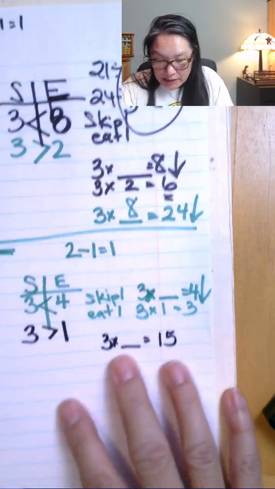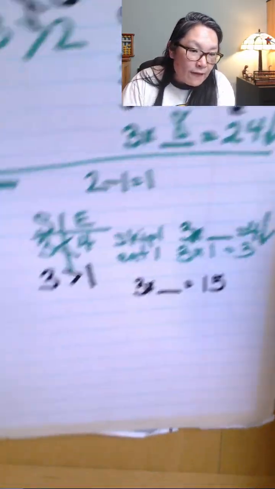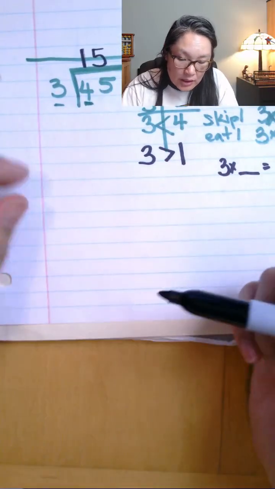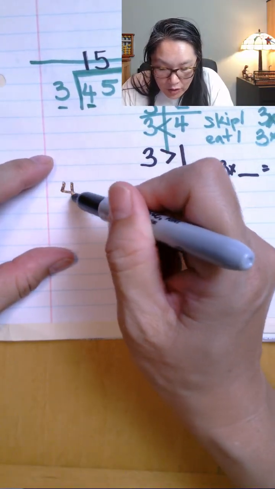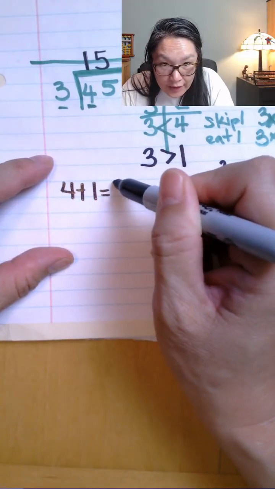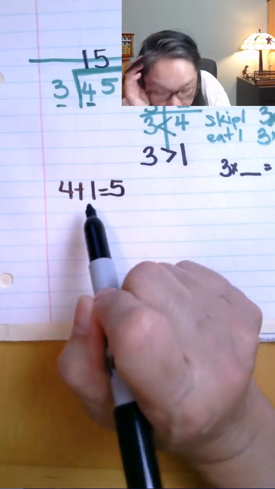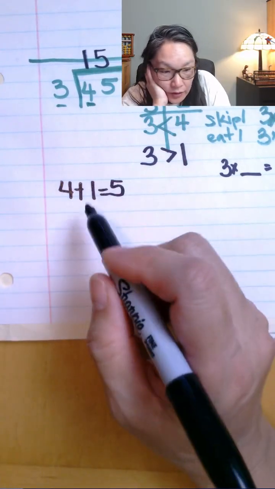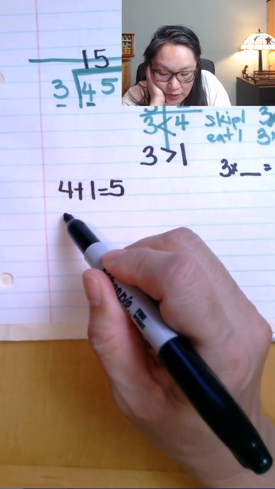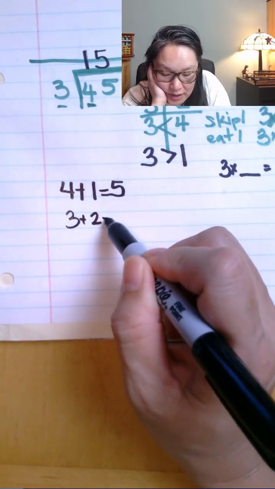Here's a question. Who remembers how to make a 5 with 2 digits? I'll give you the first one: 4 plus 1 is equal to 5. What's another way to make a 5? Yes, thank you, Ethan. So we have 3 plus 2 is equal to 5.